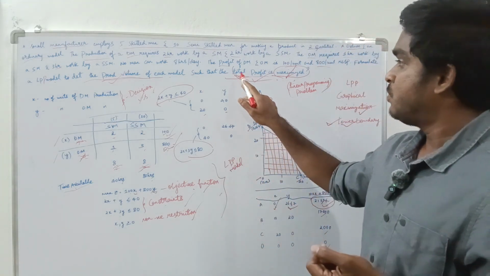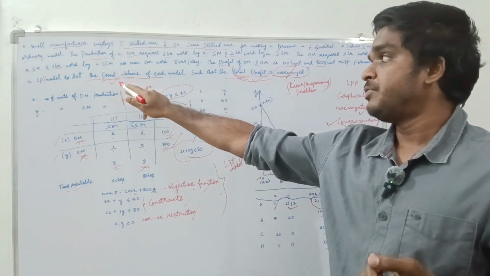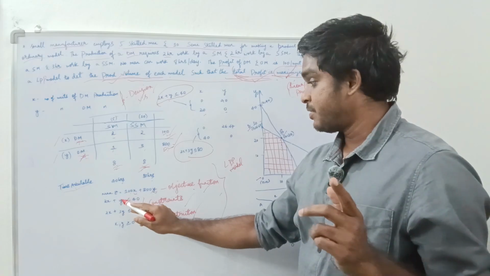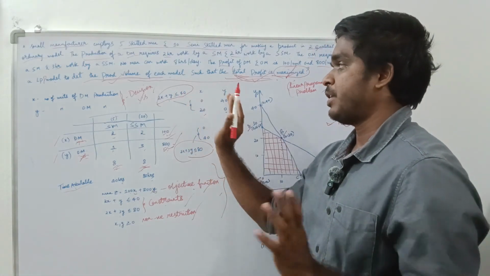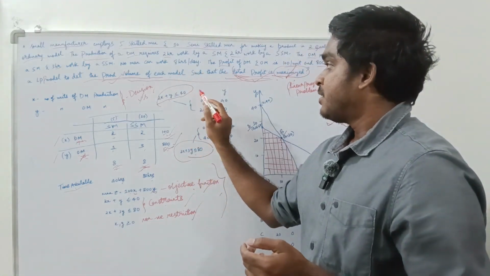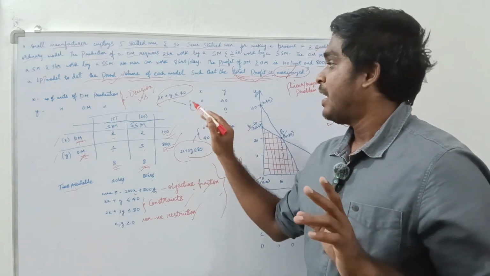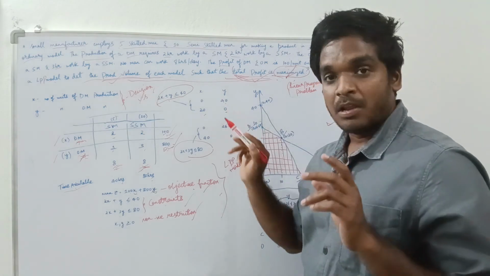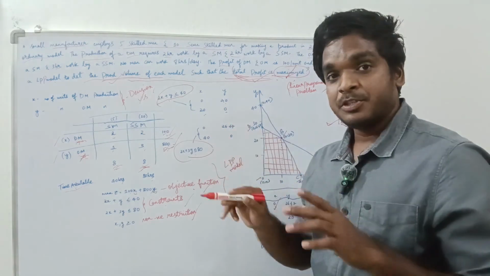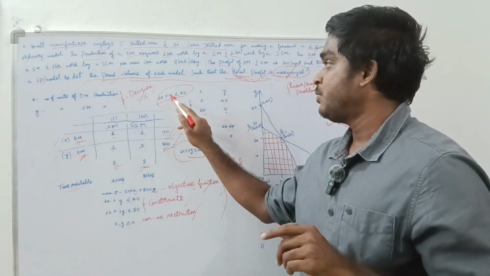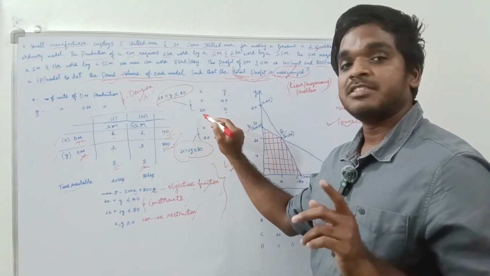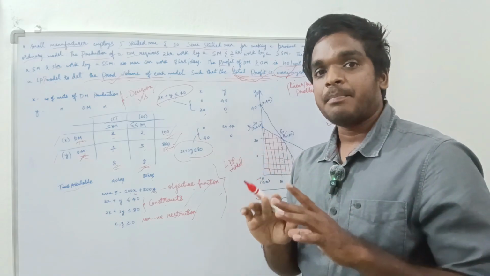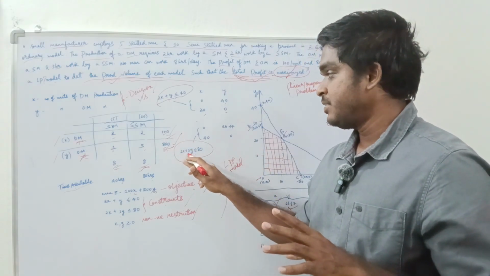Now, in order to solve this, let us take the first equation, 2x + y ≤ 40. Substitute x = 0 in this equation, you get y = 40. Now substitute y = 0, you get x = 40 by 2, which is 20.